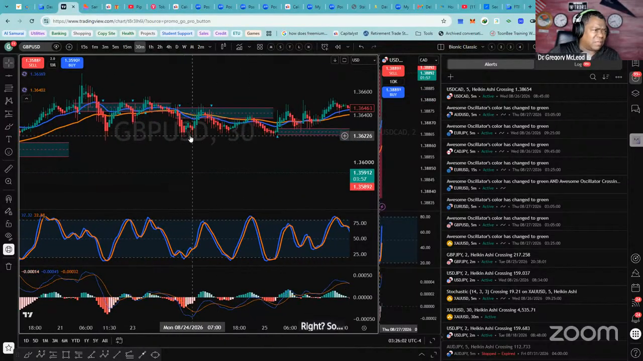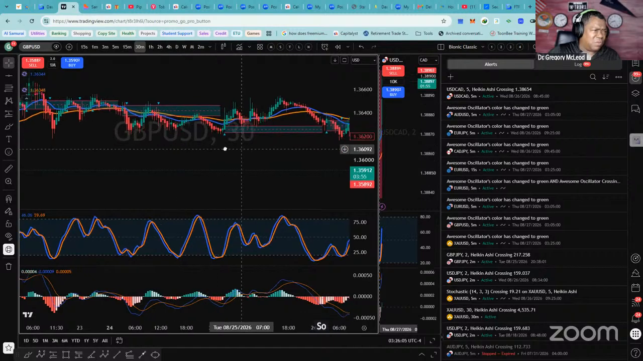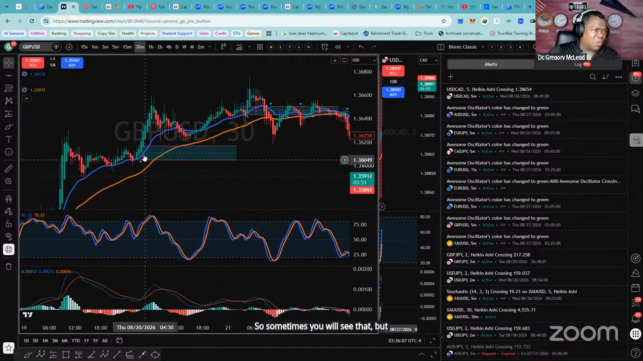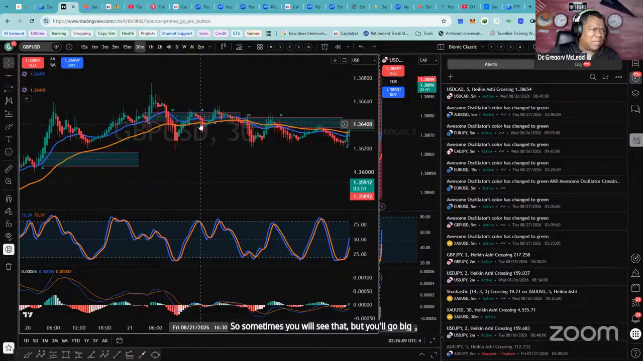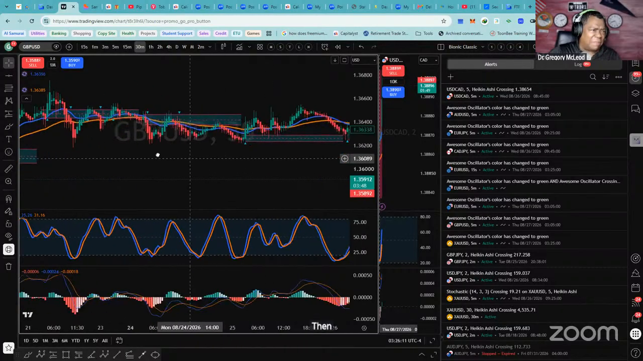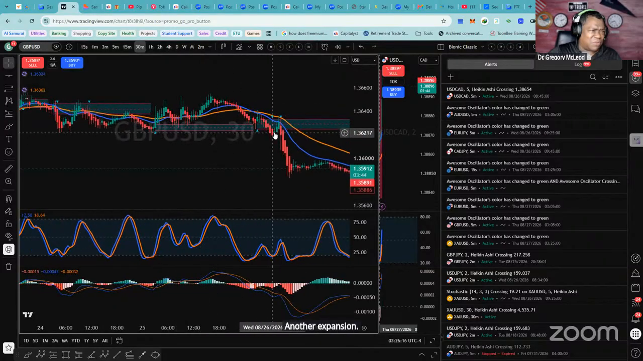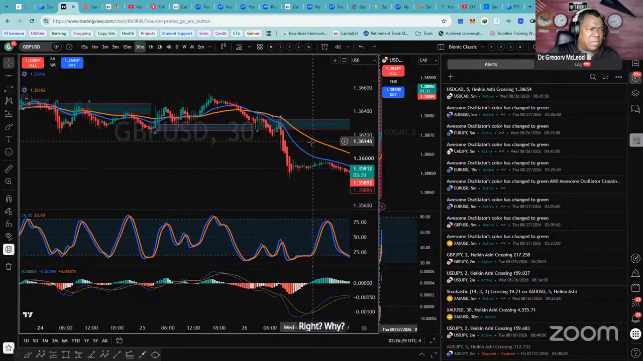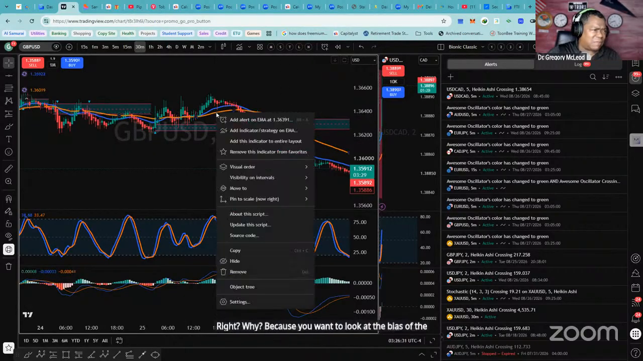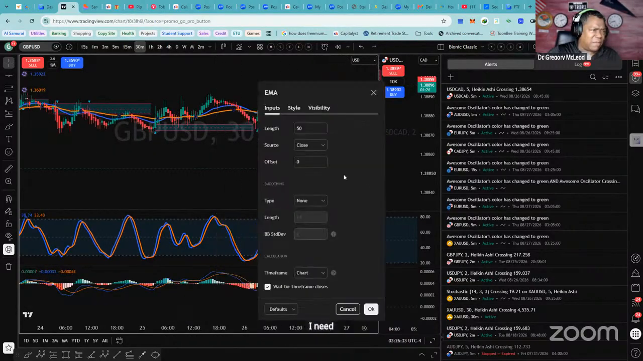So sometimes you will see that, but it'll go big one expansion, then it goes chop, and then you get another expansion, and then a reversal, then a big one, really easy, right? Easy trade. We went short, it went up a little bit, might have stopped you out there, but then I would re-enter, right? Why? Because you want to look at the bias of the moving averages. It's like, I need to do my bias again.